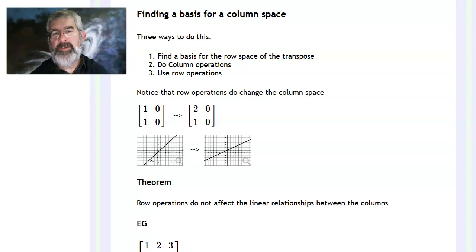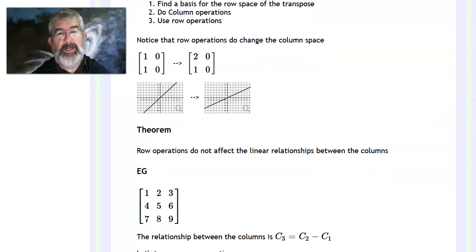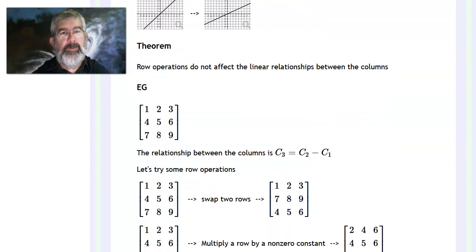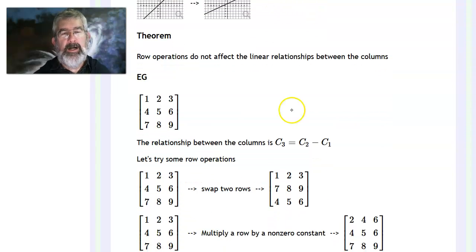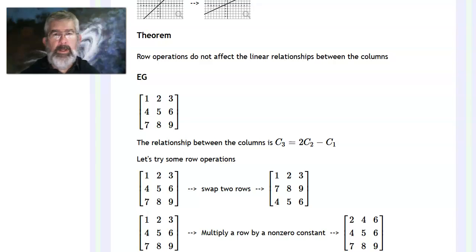However, it turns out that doing row operations really is a cool thing because of the following theorem. Now this theorem is not in the book, but I will show how it proves the ones that are in the book. Anyway. So consider the following matrix here. It's a 3 by 3 matrix, 1, 2, 3, 4, 5, 6, 7, 8, 9, one of my favorite matrices.